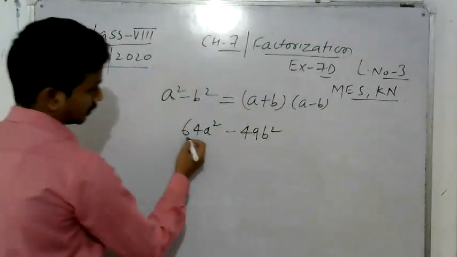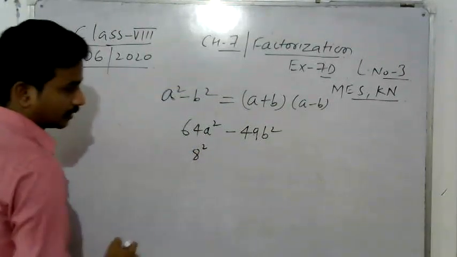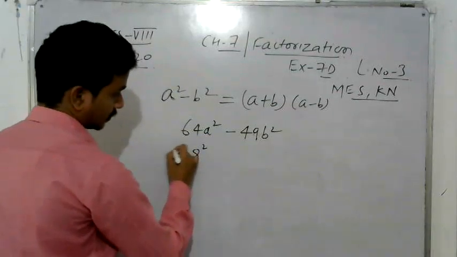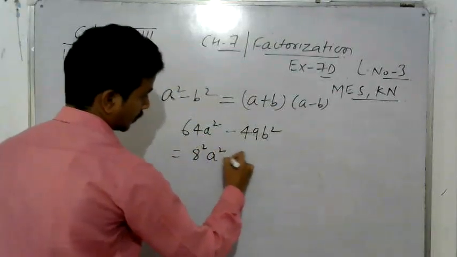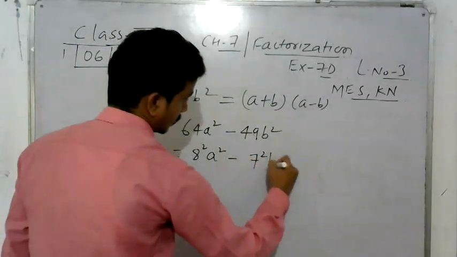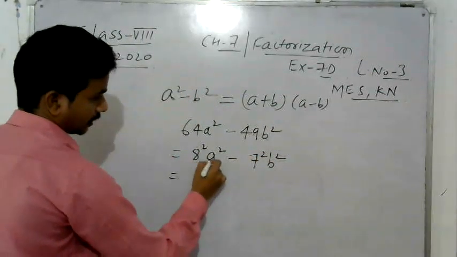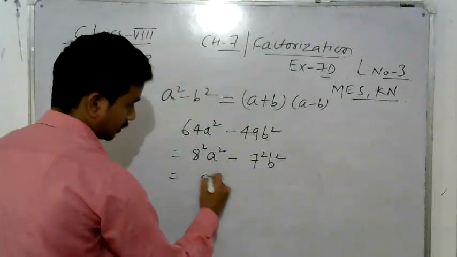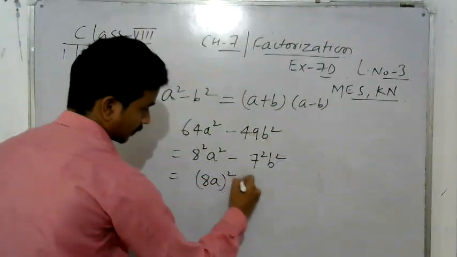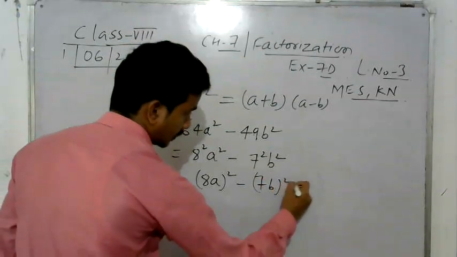Okay. So 64 is the whole square of 8. I can write 64 as 8 square, and this is a square. And I can write 49 as 7 square, and this is b square. Now I can write it as whole square of 8a minus whole square of 7b.